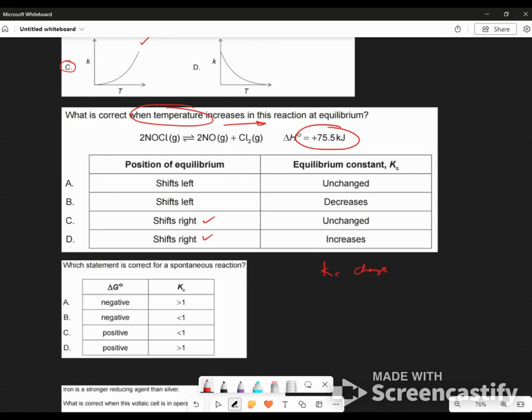Okay, and in this case, since the forward reaction is endothermic, you get more product. So product divided by reactants is going to get bigger. So this is going to increase. So the answer is that one, D. Okay. All right, so we're good there, I hope.